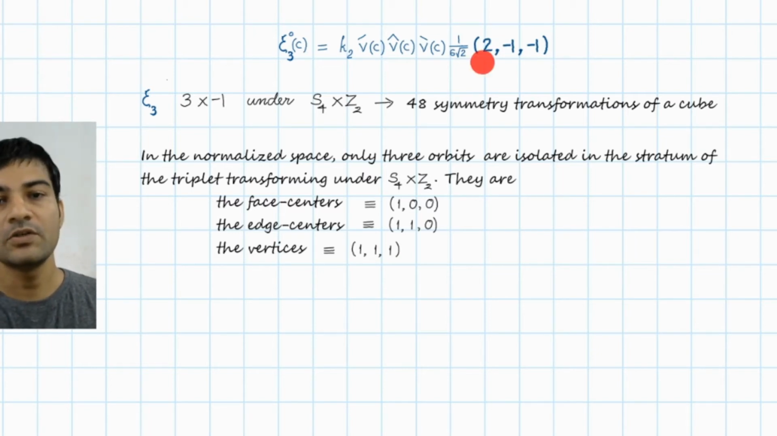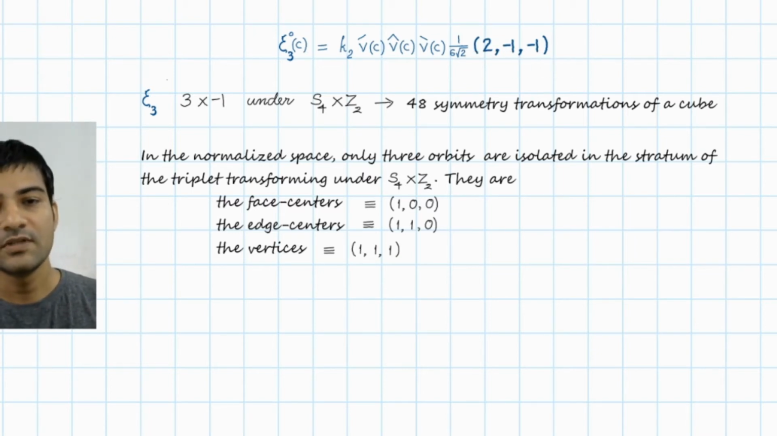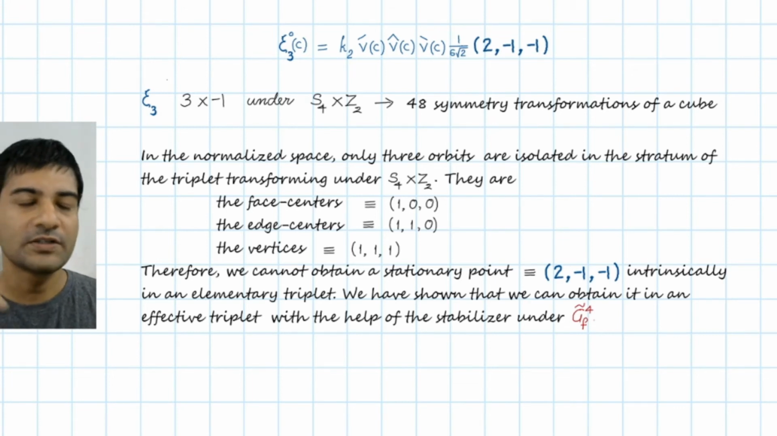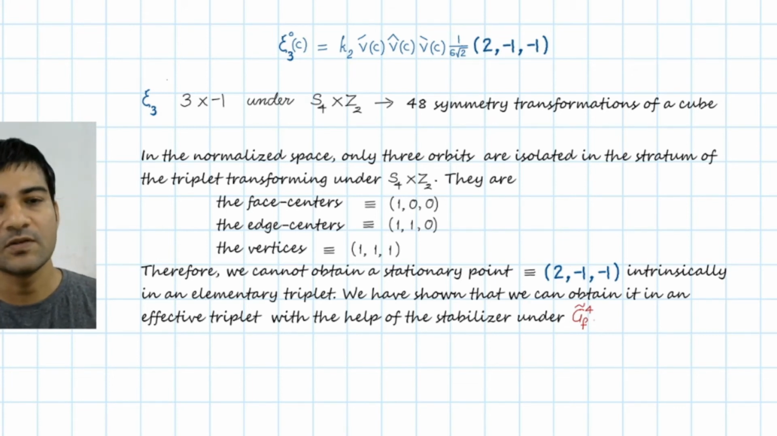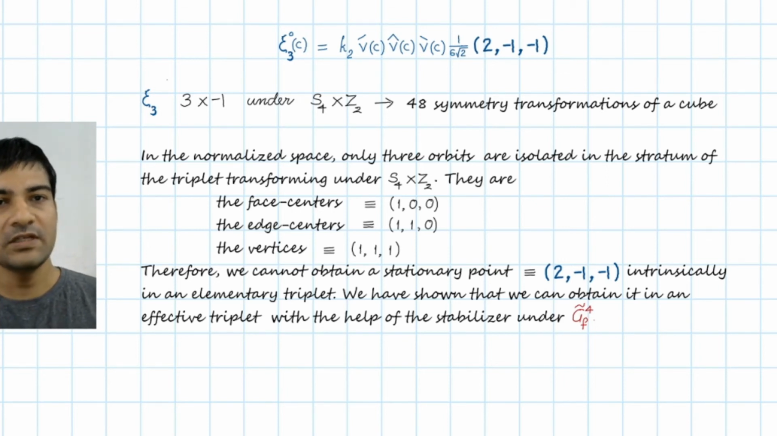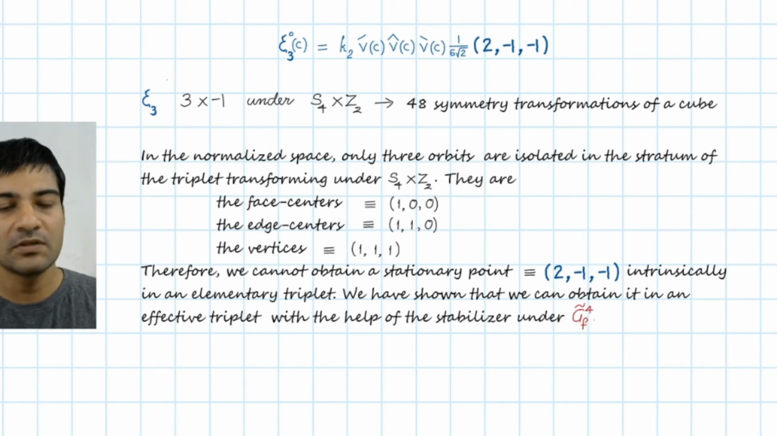The orientation 2, minus 1, minus 1 is not one among these. On the other hand, using the concepts introduced in this work, I have obtained the orientation 2, minus 1, minus 1 for a triplet transforming under the symmetries of the cube. Now you may ask, I have seen orientations like 2, minus 1, minus 1, or perhaps even more complicated orientations in neutrino physics literature. So what is so novel about this?